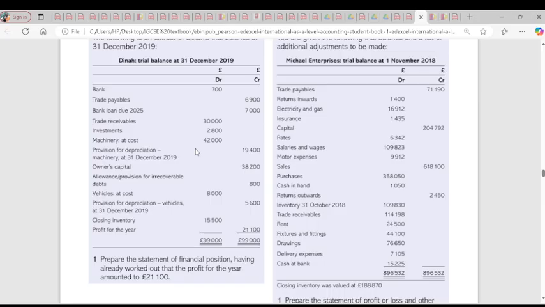Then we go to non-current liabilities, which is a bank loan, 8% bank loan. It's a non-current liability. So that's 7,000. Then we have our current liabilities, which is trade payables. That's the only item left. Trade payables, which is 6,900. So 6,900 plus 7,000 plus 59,300 gives us 73,200. So our total assets equal our total capital plus liabilities, 73,200. That ends the statement of financial position.